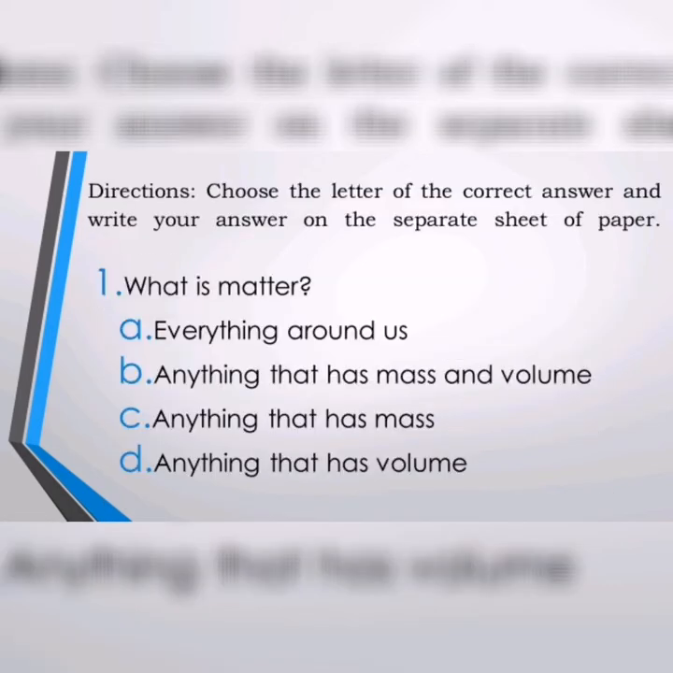Directions: choose the letter of the correct answer and write your answer on the separate sheet of paper. Number 1. What is matter? A. Everything around us. B. Anything that has mass and volume. C. Anything that has mass. D. Anything that has volume.